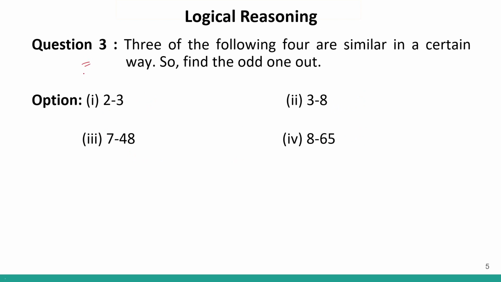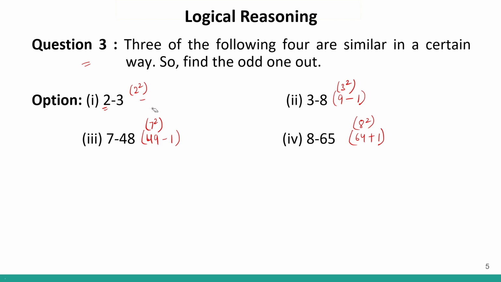Now, question number 3. So, we are given certain numbers and we have to identify which one is different. So, if I look over here, 2 and 3, I can see 3 is basically 4 minus 1. 8 is basically 9 minus 1. Okay, 48 is basically 49 minus 1, whereas 65 is basically 64 plus 1. Now, what is 4, 9, 49 and 64? These are the squares of the first number. 4 is 2 square, 9 is 3 square, 49 is 7 square, and 64 is 8 square.